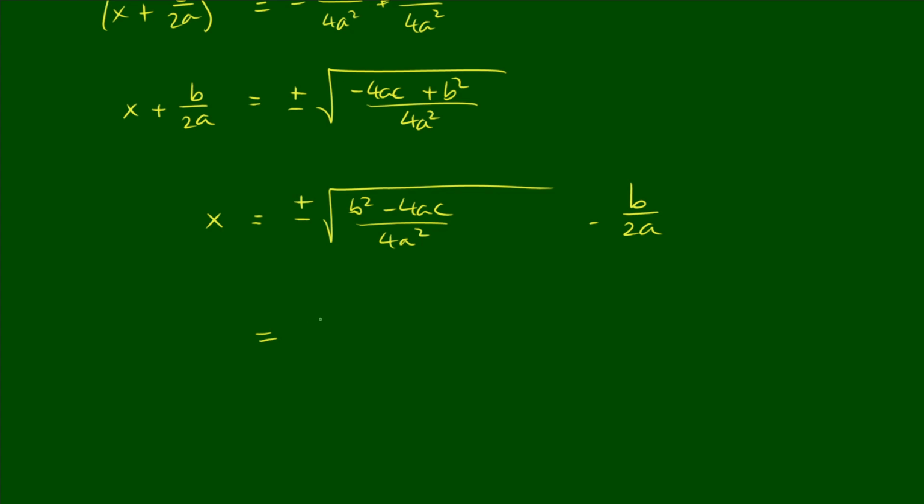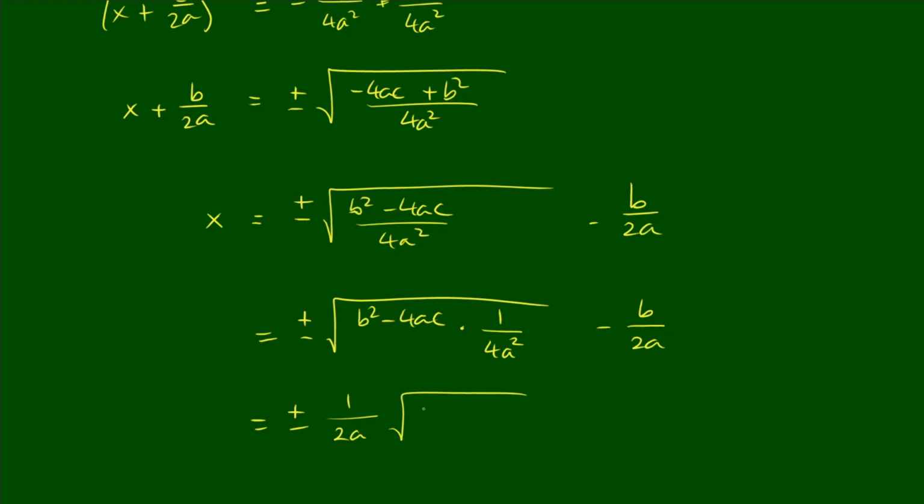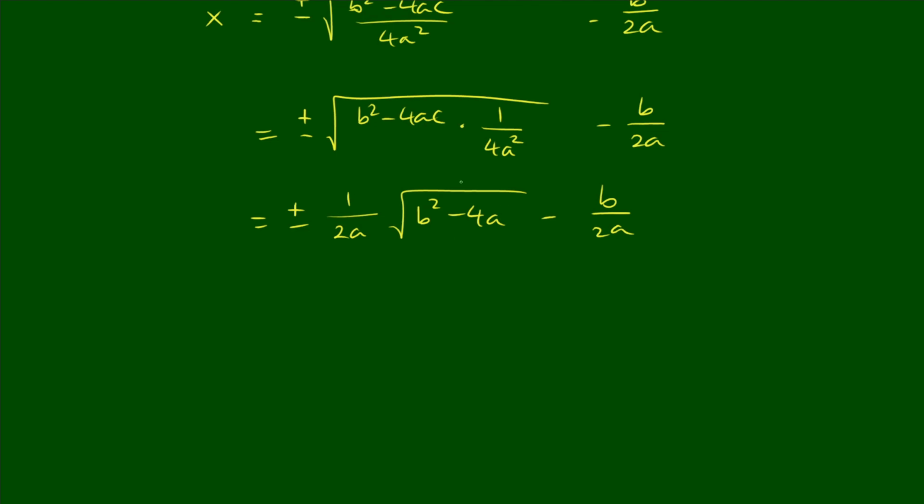Well, here you can simplify the square root. You have plus minus. Let's expand it out. You have b squared minus 4ac times 1 over 4a squared, and you have minus b over 2a. So you can simplify this by taking the square root of 4a squared. That's going to be 1 over 2a. And then you have the square root of b squared minus 4ac, minus b over 2a. Notice how the first term and the second term have the same common denominator, 2a. So you can rearrange this. Let's put the minus b first.